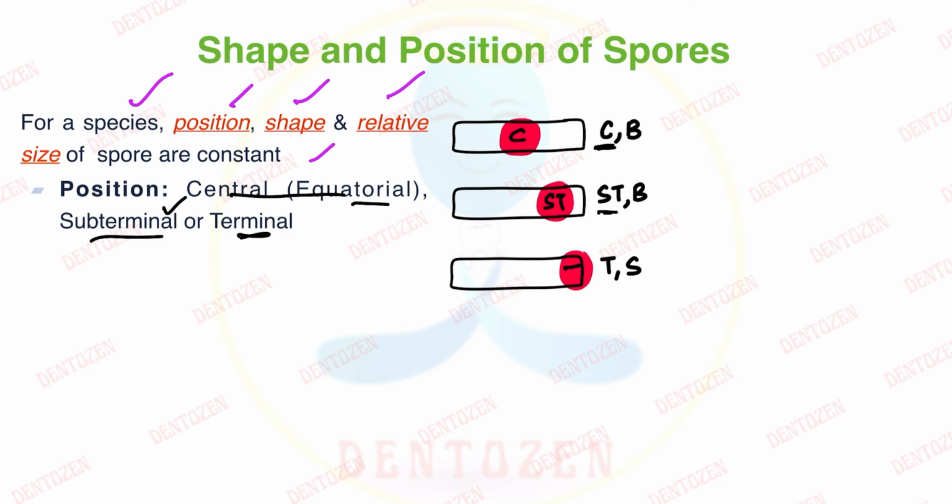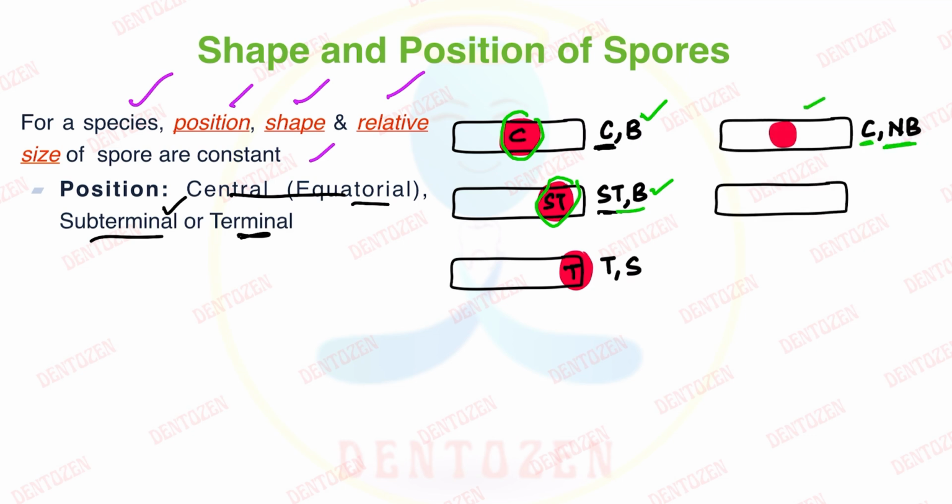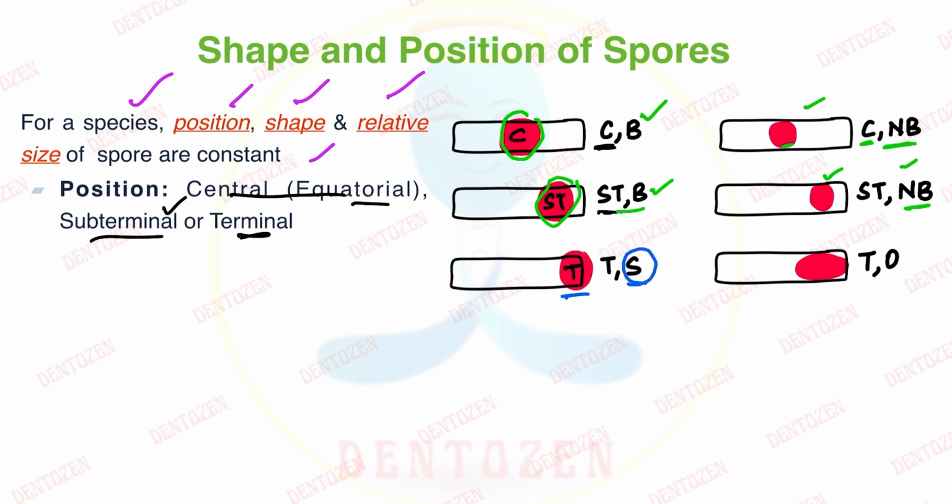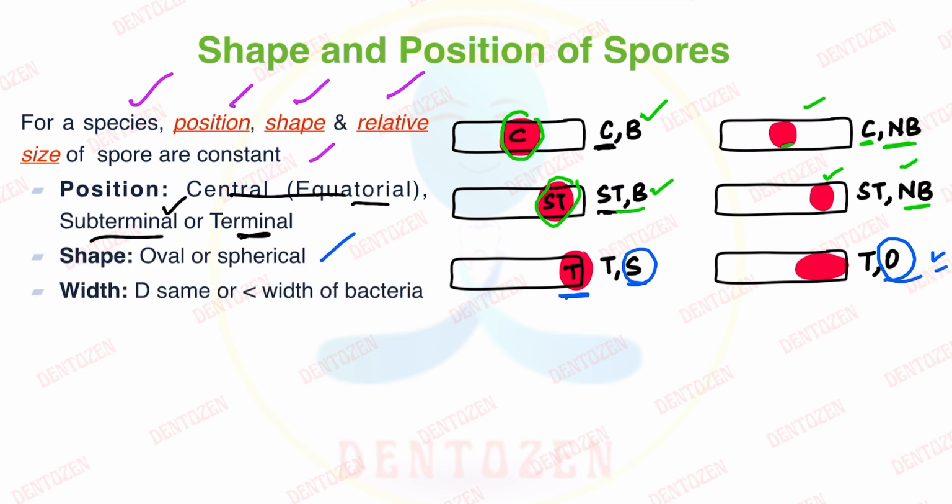So similarly, if we look at the size, sometimes this spore may be bulging. So it is called central bulging, subterminal bulging, or it may not be bulging. So then we can call it central non-bulging, as we can see here, or subterminal non-bulging, as we can see here, and then terminal oval. So based on the shape, it can be terminal spherical, as we can see the shape here, or it can be terminal oval. So based on the shape, it can be oval or spherical. Based on the width, the diameter may be the same or less than the width of the bacteria.